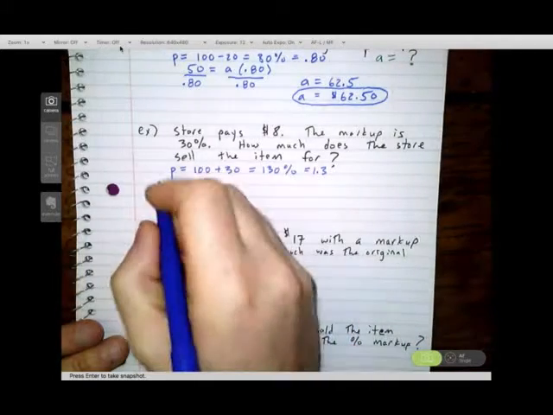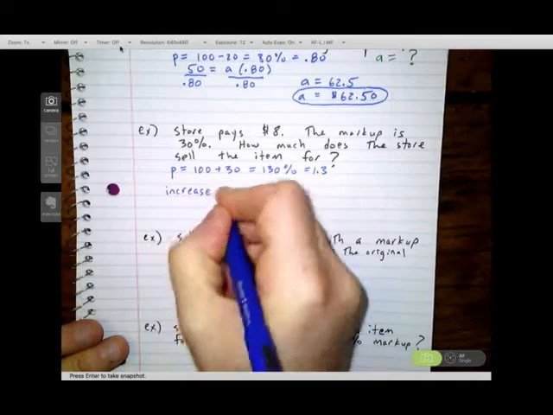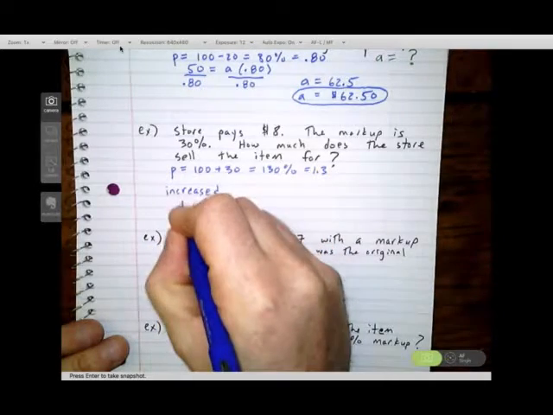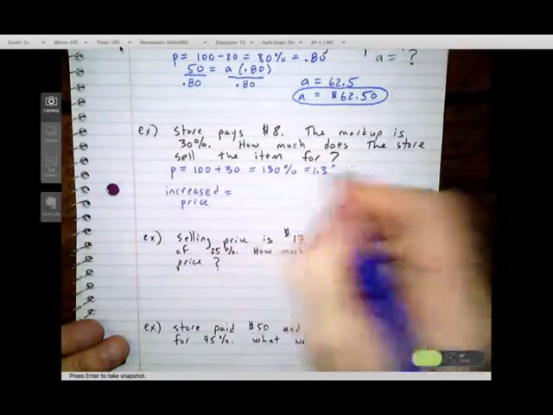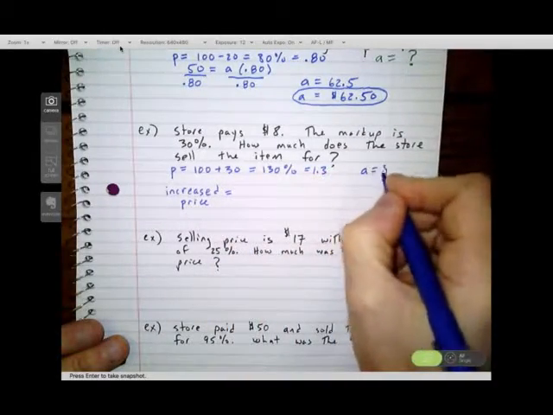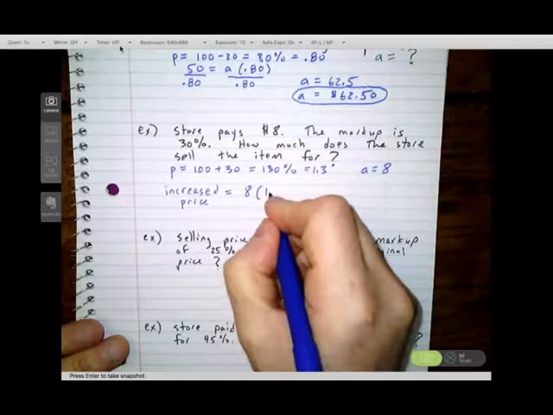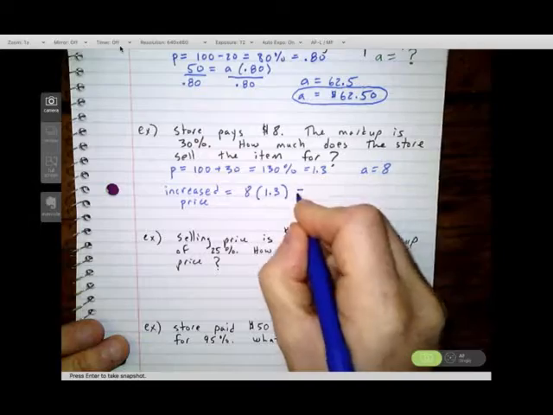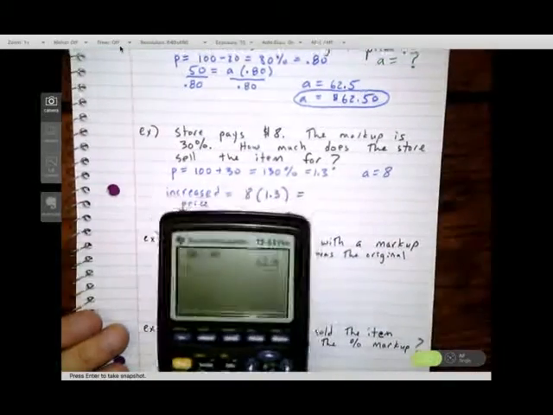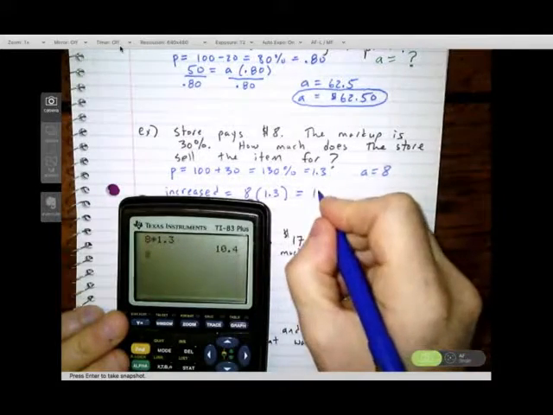Okay, so we want to know what it's going to sell for. So the increased price equals the initial amount. A was the initial amount, that's 8 bucks, times the markup percentage of the original, 1.3. Let's work that out here. 8 times 1.3, and I get 10.4.